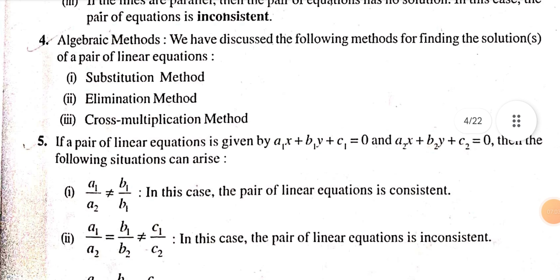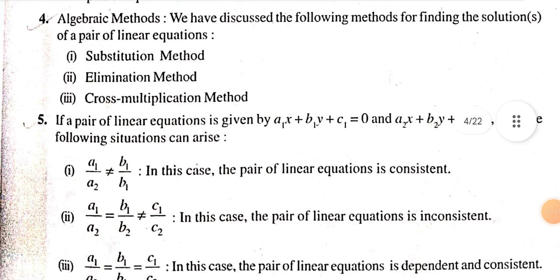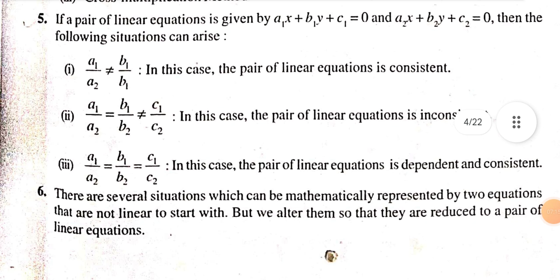4. Algebraic method. We have discussed the following methods for finding the solutions of a pair of linear equations. 1. Substitution method. 2. Elimination method. 3. Cross multiplication method. 5. If a pair of linear equations is given by a1x plus b1y plus c1 is equal to 0 and a2x plus b2y plus c2 is equal to 0, then the following situations can arise.